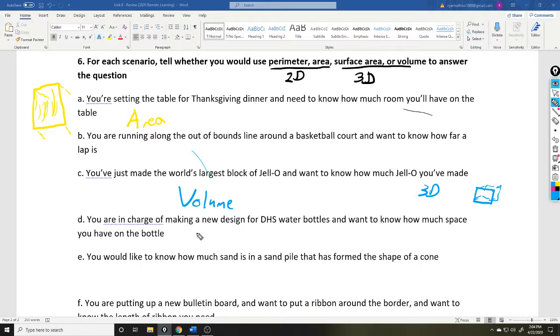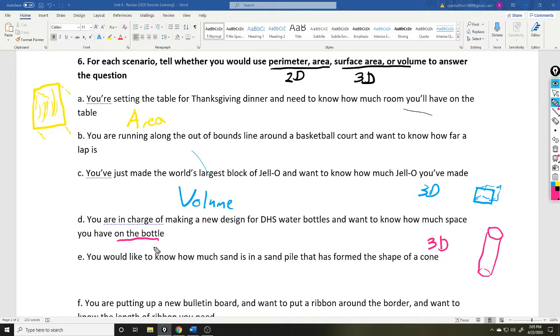All right, last problem. If you're making a new design for DHS water bottles, well, a water bottle, oh boy, I have to draw more. All right, here's a water bottle. Okay, very, very thin bottle. Very tall bottle. All right, so this is a three-dimensional shape. And what we want to know is how much space you have on the bottle.